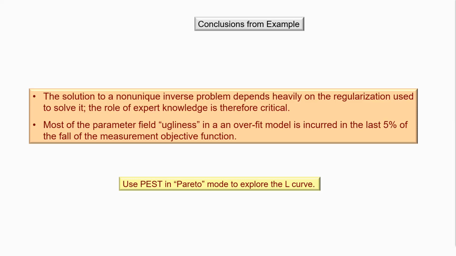And secondly, as said previously, it's that last 5 to 10% of achieving a good fit that can do most damage to the parameter field that is estimated through solution of the inverse problem. So often we are entitled to get a good fit with the data, but the difference between a fit which is good and that which is too good might only be a small drop in the measurement objective function, but that last small drop can do an awful lot of damage to the estimated parameter field. Finally, it's worth noting that you can draw an L-curve yourself by running PEST in Pareto mode.